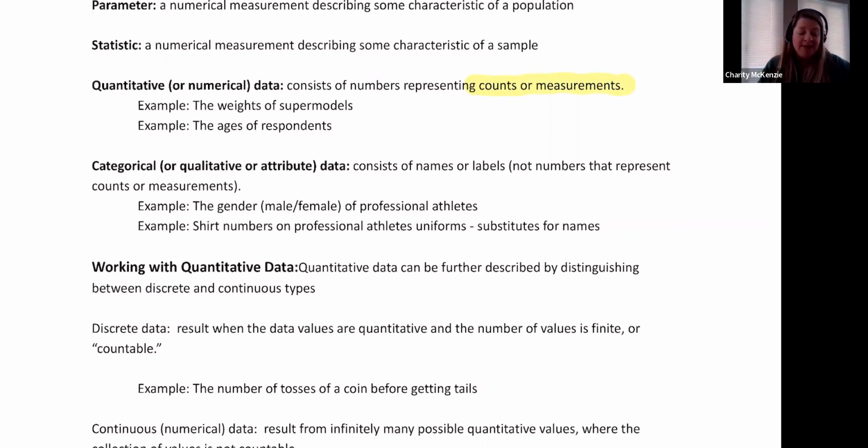So counting, my examples could be the weights of supermodels. I got this from the book because I don't think I would ever pick that. Maybe the weights of normal sized women. Example, the ages of respondents. So that might be really important if you're doing a project on people that responded to your survey, like whether we should allow another liquor license, and everyone who responded is 20. That would be important information versus everyone who responded is over 55. So you can see the importance of that, and that it's a number that you're collecting. So it's quantitative when it's a number.